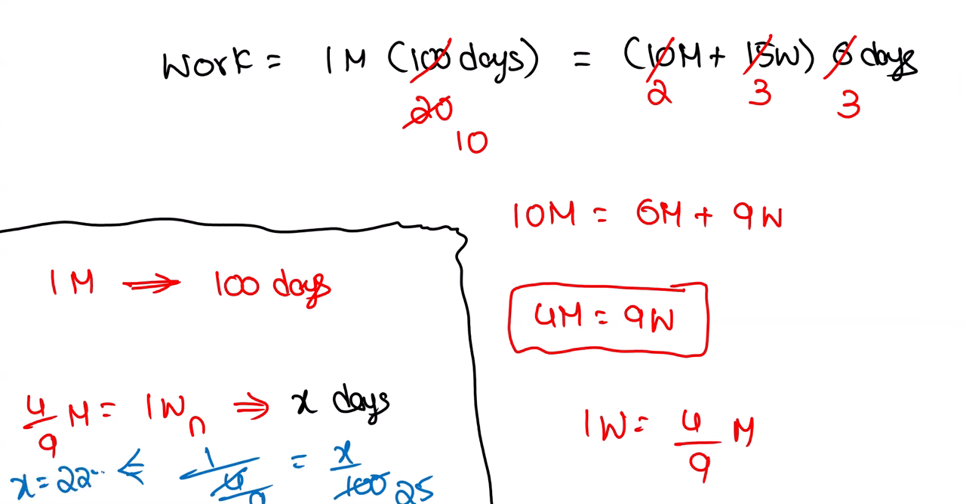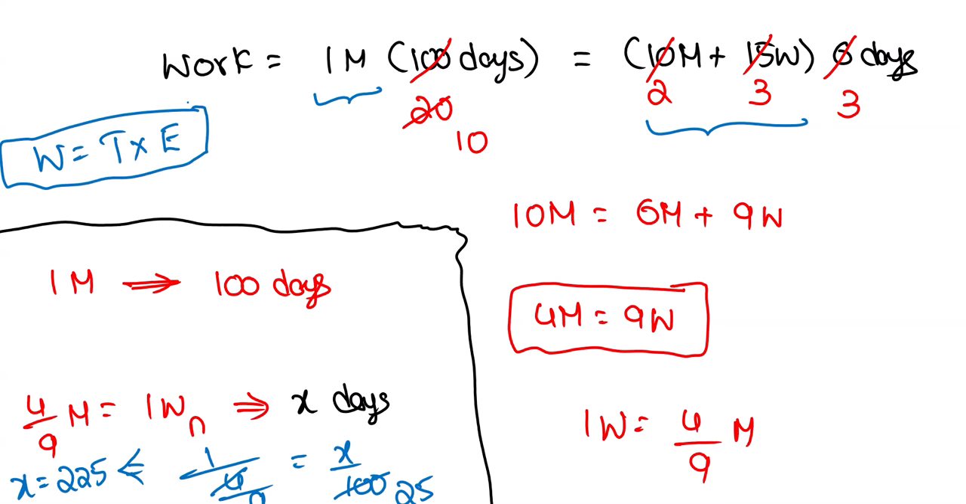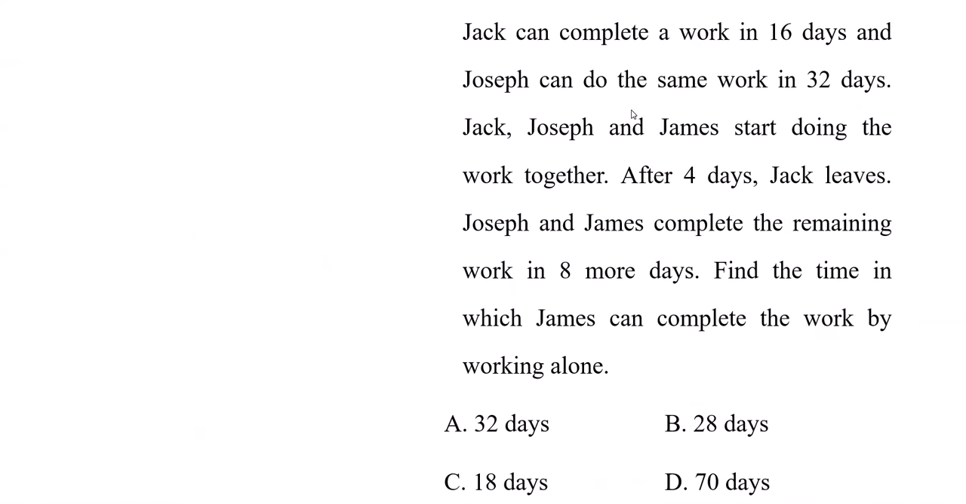This is another approach. Different people will follow different approaches. It's all up to you. Here, how many members, how much time? Work is time into efficiency. Here one man's efficiency, here 10 men and 15 women's efficiencies. I applied the work equals time into efficiency approach here. There are many ways you can handle this, right? And after this question, we'll go for mixtures and alligations a bit. Let's focus on this one. With time and work, you will get a certain idea.